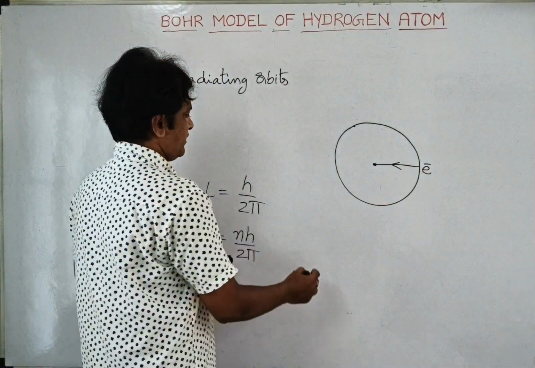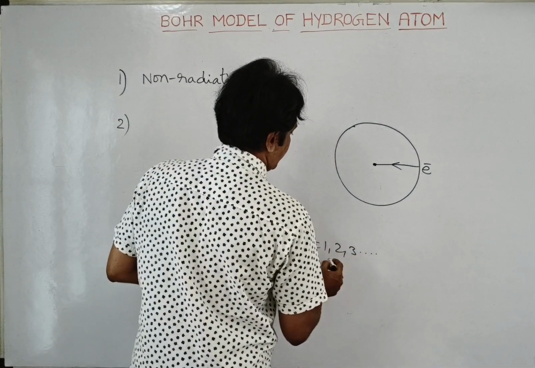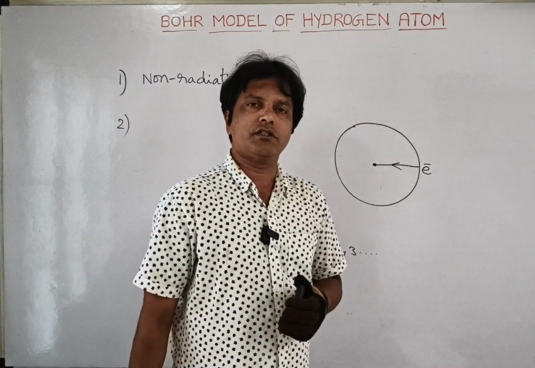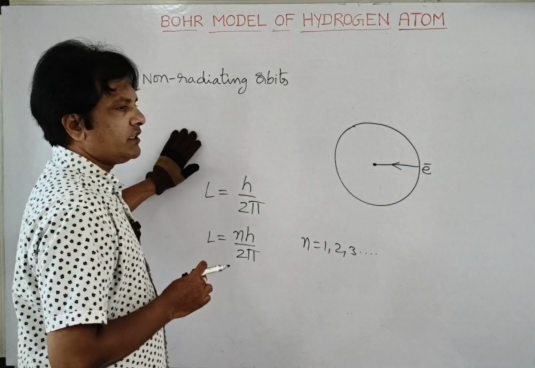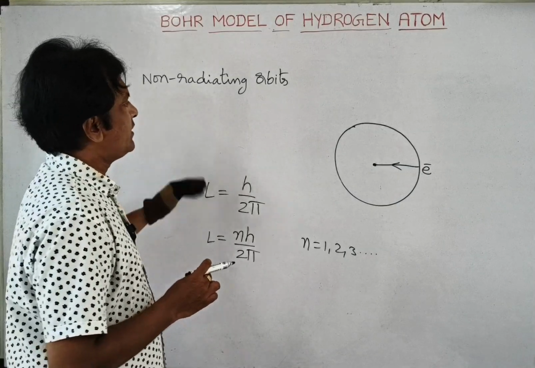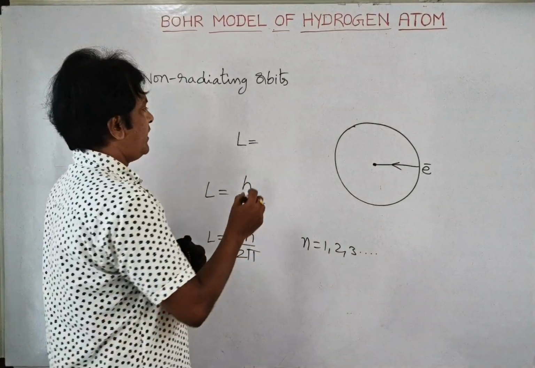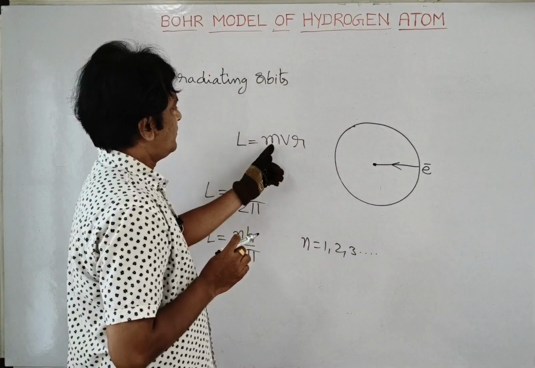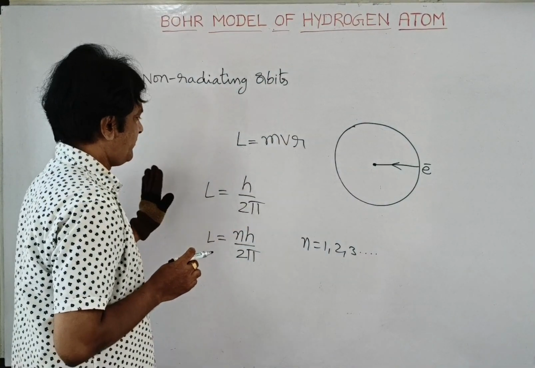n begins from 1, 2, 3 and so on, where 1 means the first orbit, the ground state. Okay, so this is the second postulate. Generally, angular momentum is written as mvr: mass into velocity into radius of the circular orbit.